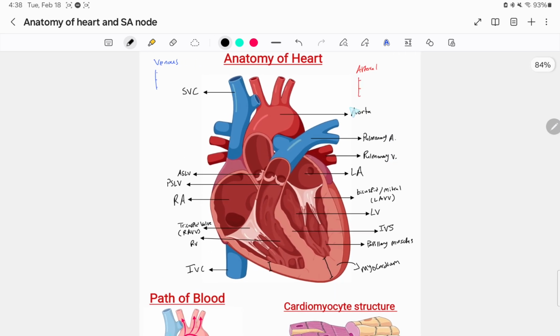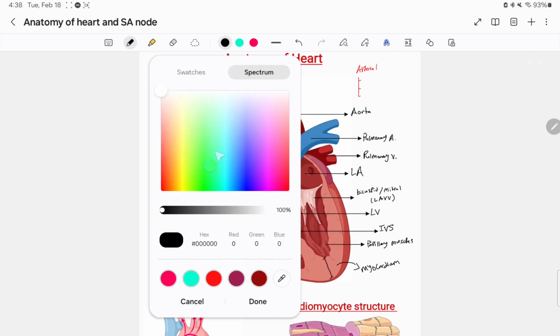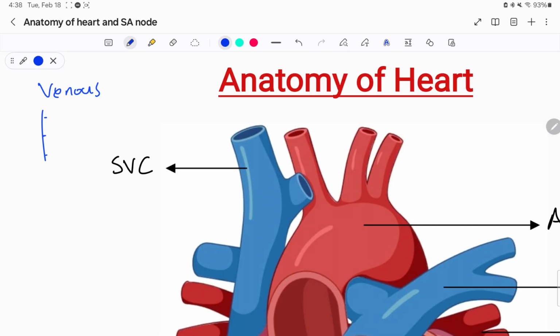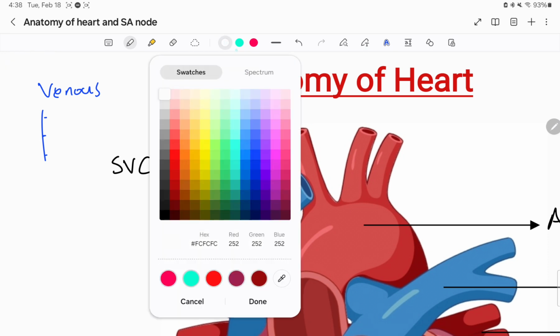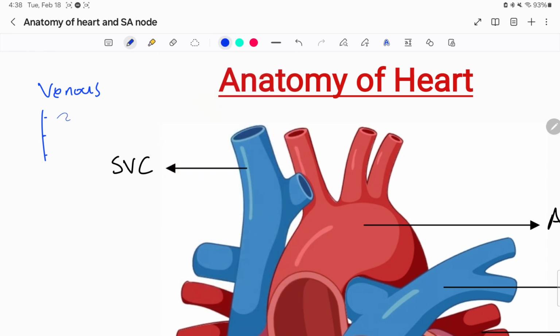Great. Now let's look at some of the characteristics of the venous and the arterial system. So with the venous system, it is a low pressure system, and my goodness, let me bring this back. So it is a low pressure system, and it has high volume. And we'll discuss what this means.